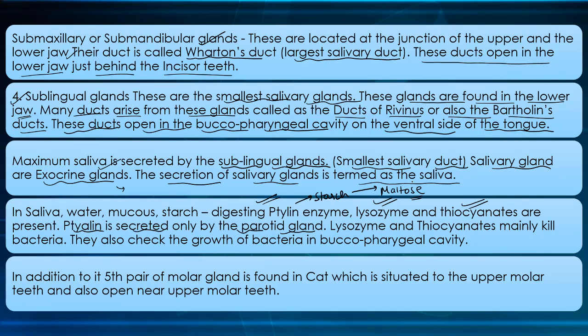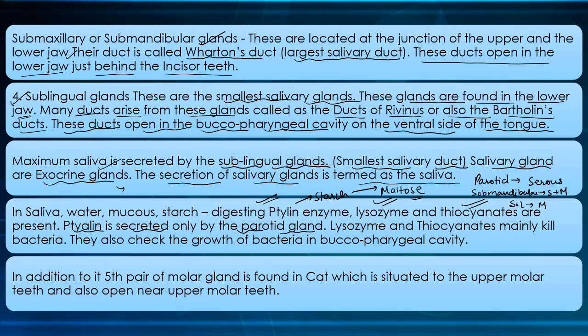Parotid glands mainly produce a serous secretion, while submandibular glands secrete both watery and serous secretions. I'll write here: the parotid glands, their secretion is mainly serous; submandibular, serous plus mucus; and sublingual, mucus.